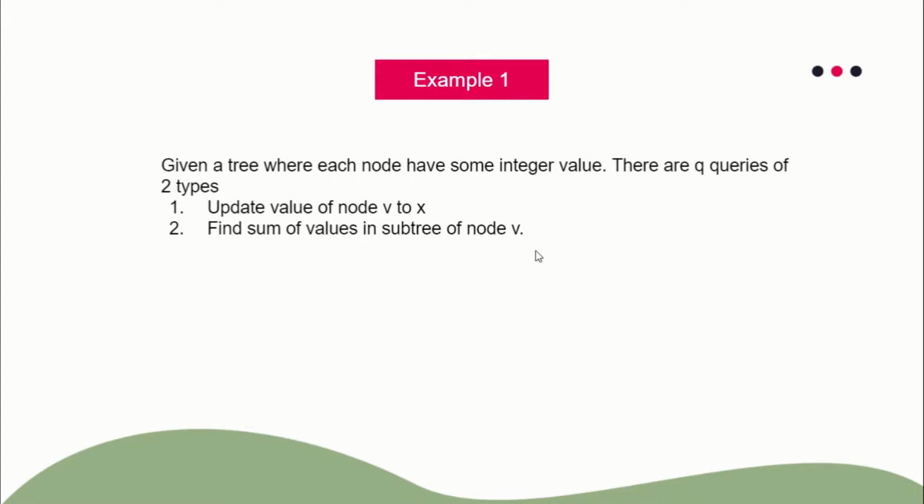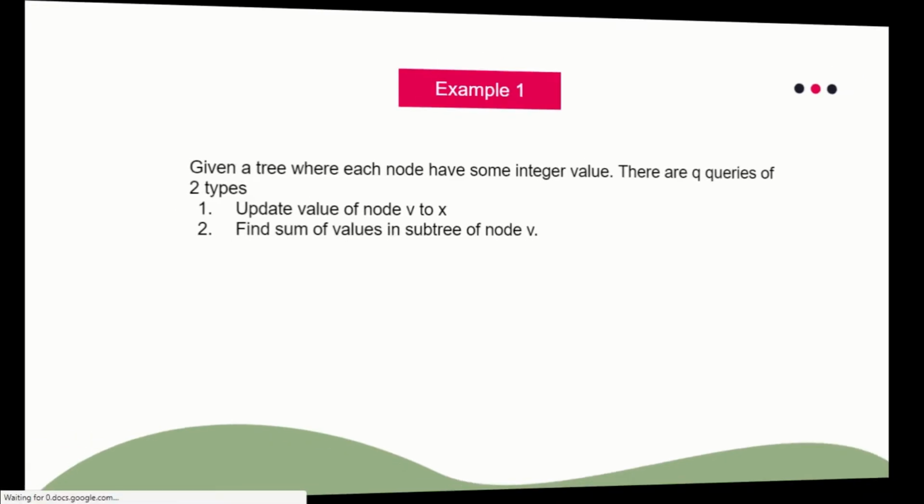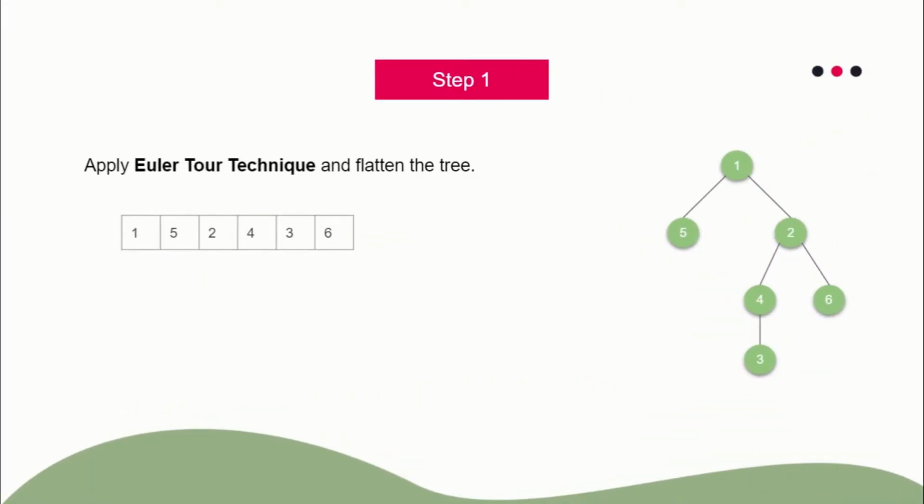So you can solve this problem using Fenwick tree or segment tree, depending upon what you want to go with. I'll highly recommend you go with Fenwick tree because that uses less space and is faster, not asymptotically but in the constant factor. Since we are going to apply either Fenwick tree or segment tree, which can only be applied to an array or a linear data structure, first of all we have to convert this tree, which is a non-linear data structure, to a linear data structure. That is why we'll use the Euler tour technique, basically tree flattening.